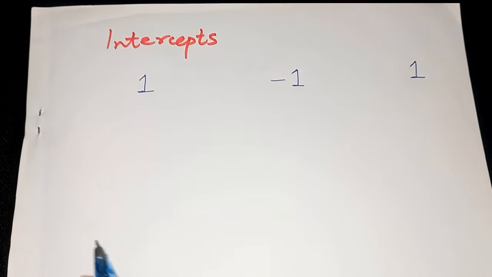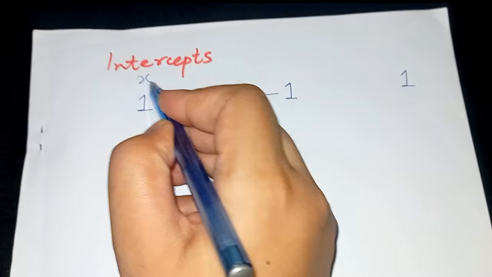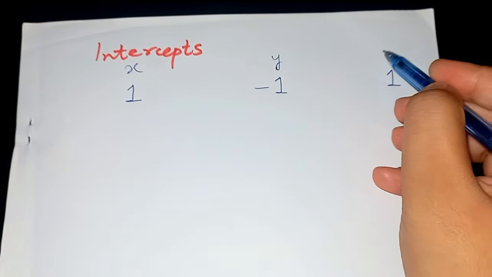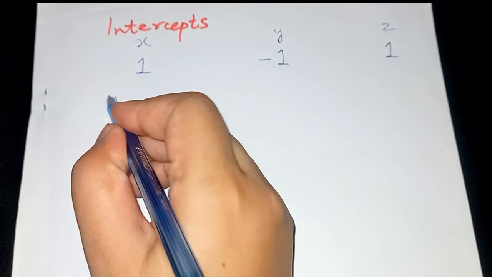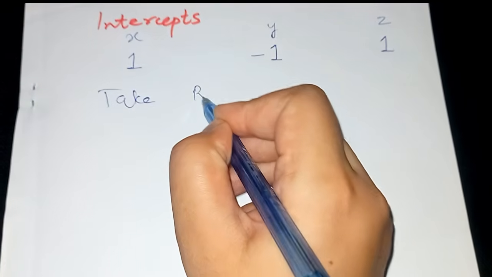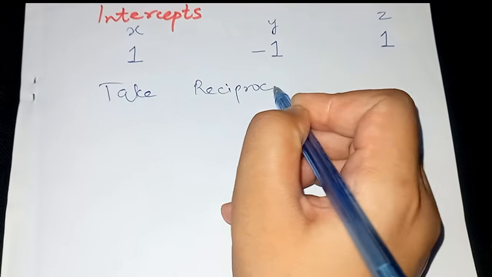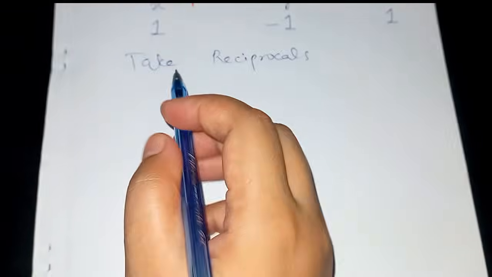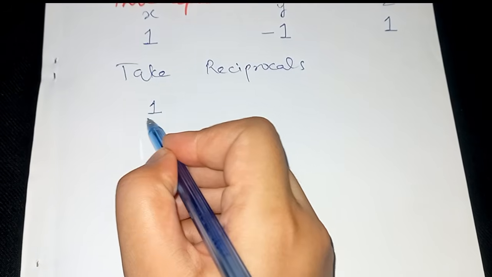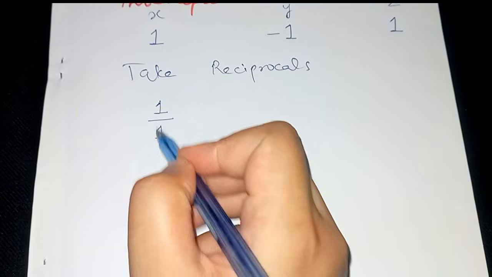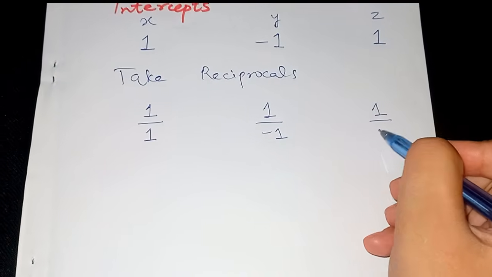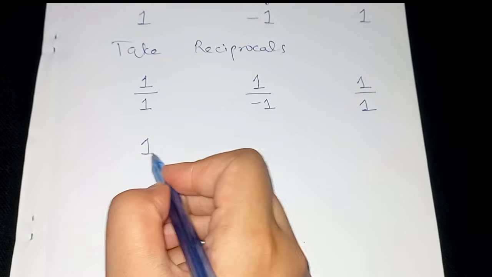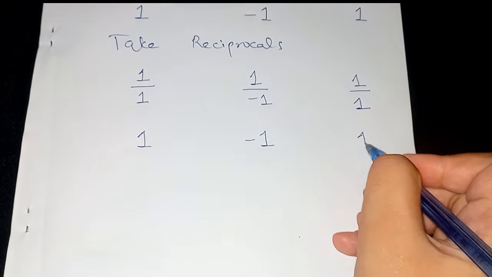Well, these are the intercepts for the plane A. We can see that this is the x-intercept, this is the y-intercept, and this is the z-intercept. Now the next step here is to take reciprocals of each of these intercepts. So what we are going to do is divide it by 1. So 1 divided by 1, 1 divided by minus 1, and 1 divided by 1. So we are left with 1, minus 1, and 1.